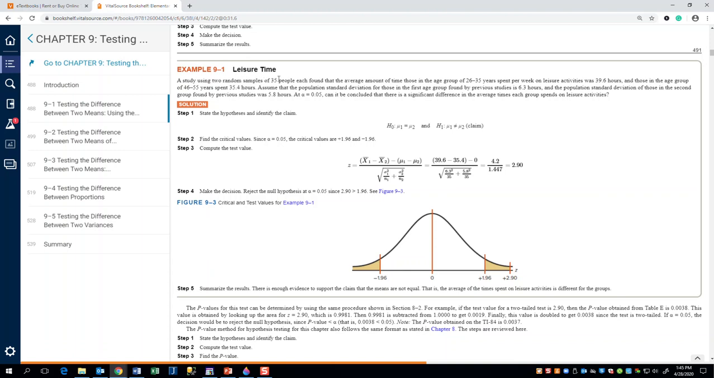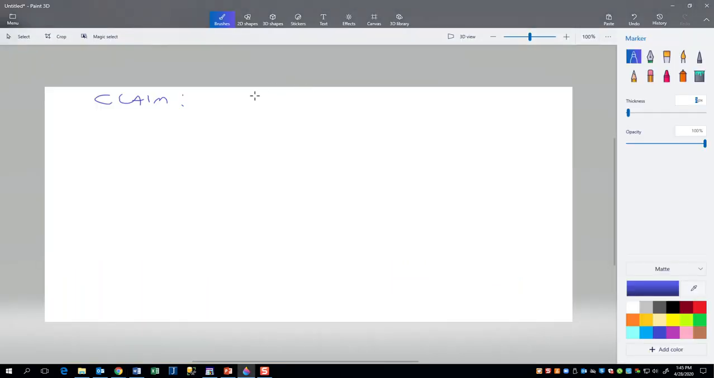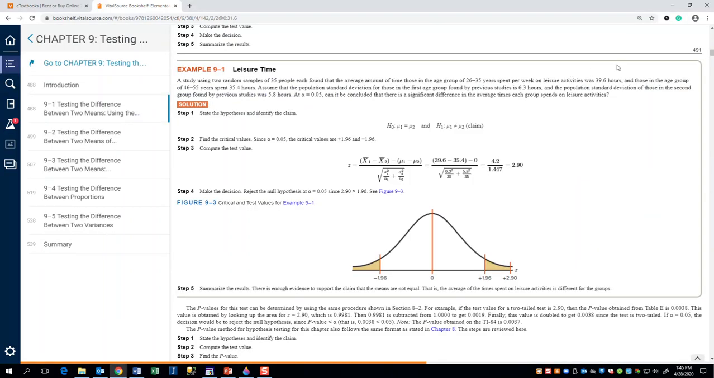A study using two random samples, 35 people each, found an average amount of time of those in the age group of 26 to 35 years spent per week on this and those. Okay, so we got two age groups. We got young age group and the old. So I'm going to say since 26 to 35 was first, 26 to 35 is not equal to, different than, 46 to 55.